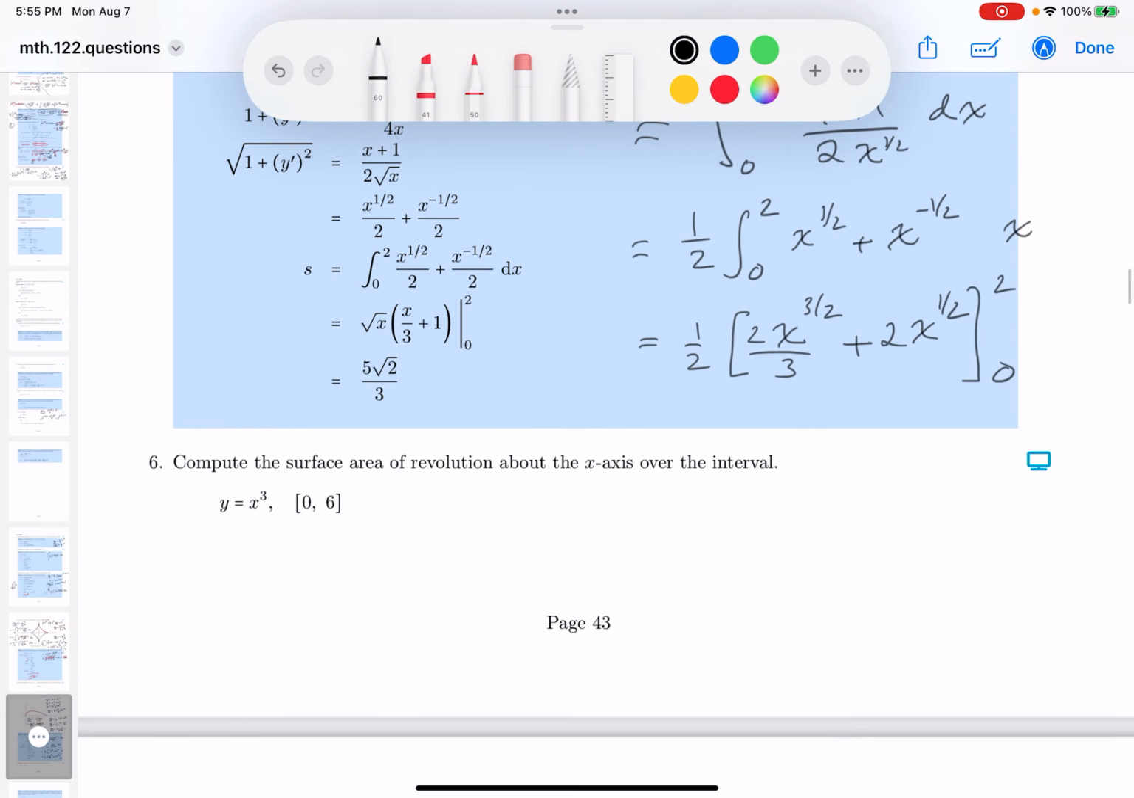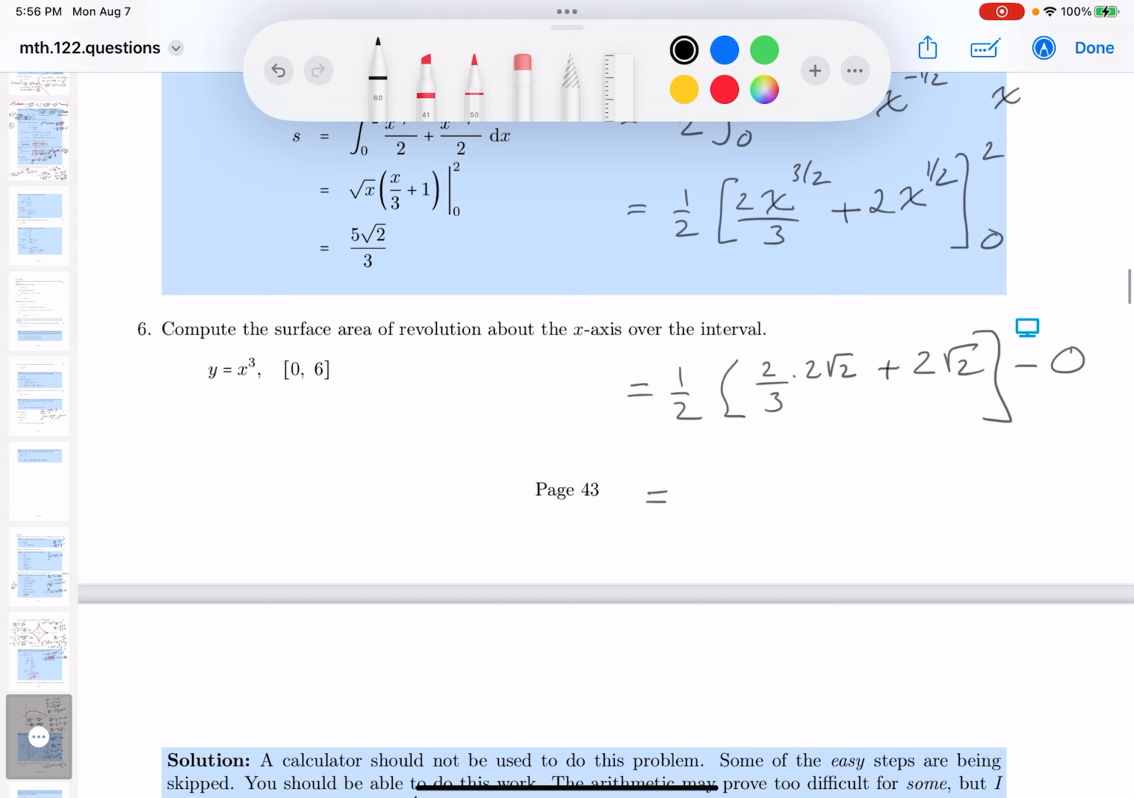I'm going to do some arithmetic over here. What do you get? 1/2. 2/3. 2 means, I'm going to raise to the 3/2 power, which means 2 times root 2. Plus 2 root 2. What's nice about 0? Each term evaluates to 0, so that's fine. Let's keep going.